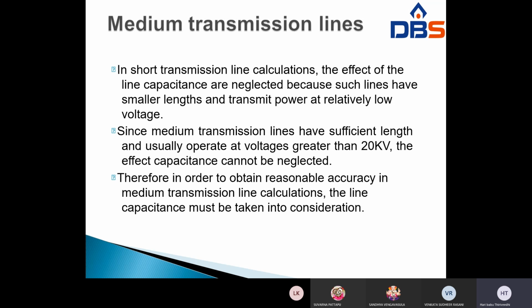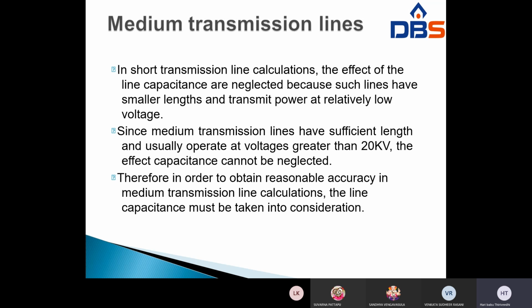However, as the length and voltage of the line increase, the capacitance gradually becomes of greater importance. Since medium transmission lines have sufficient length, 50 to 150 kilometers, and operating voltages greater than 20 kV, the effect of capacitance cannot be neglected. Therefore, in order to obtain reasonable accuracy in medium transmission line calculations, the capacitance must be taken into consideration.